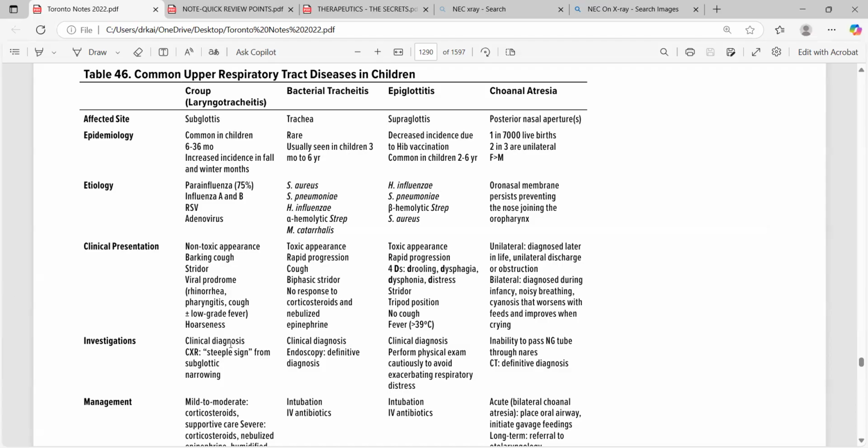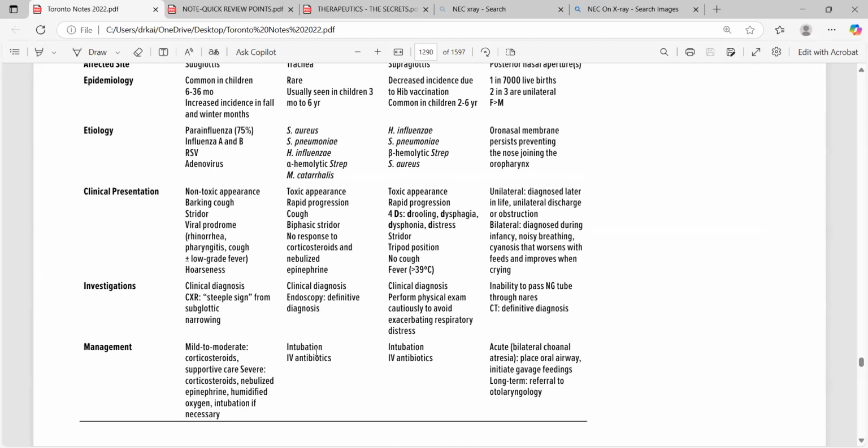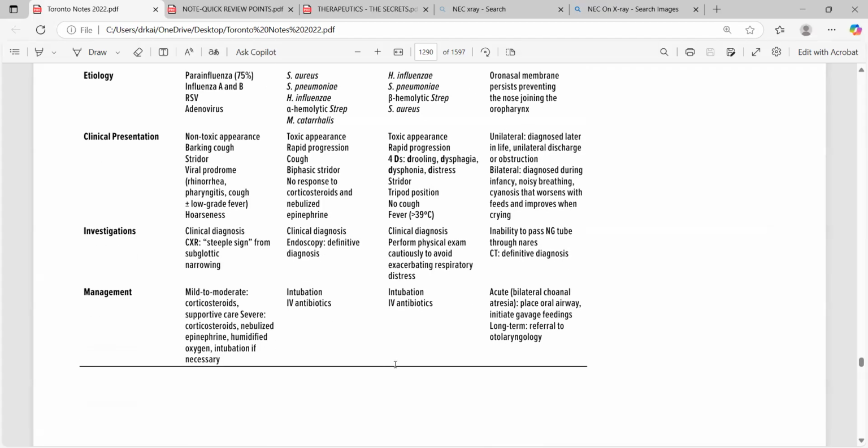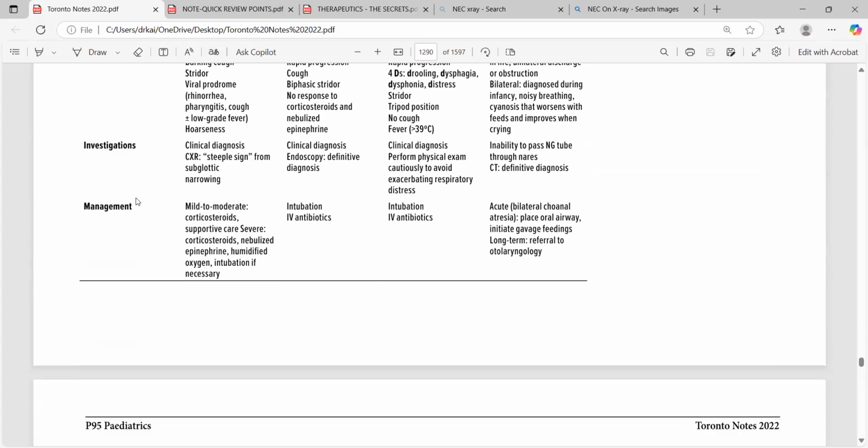Okay. Then in this one, it's a clinical diagnosis. This one is also physical examination, avoid excreting expected. So in this one, going for steroids, this one intubation and IV antibiotics, intubation, IV antibiotics, and then acute, where you put the oral airway, initiative, gavage feeding.